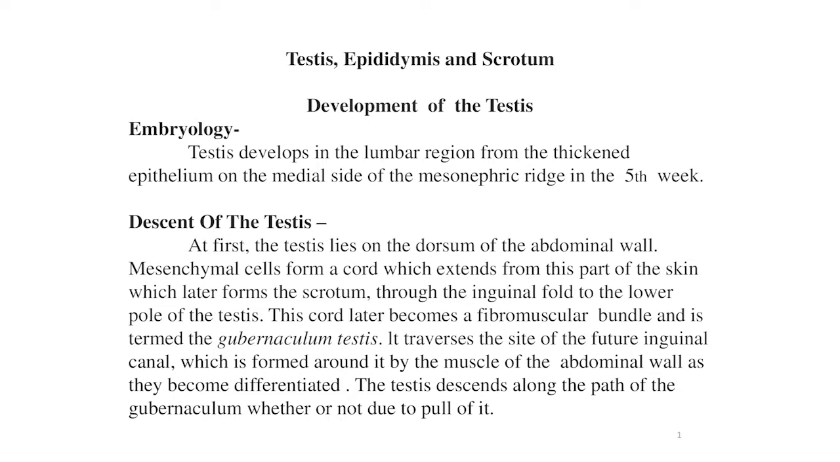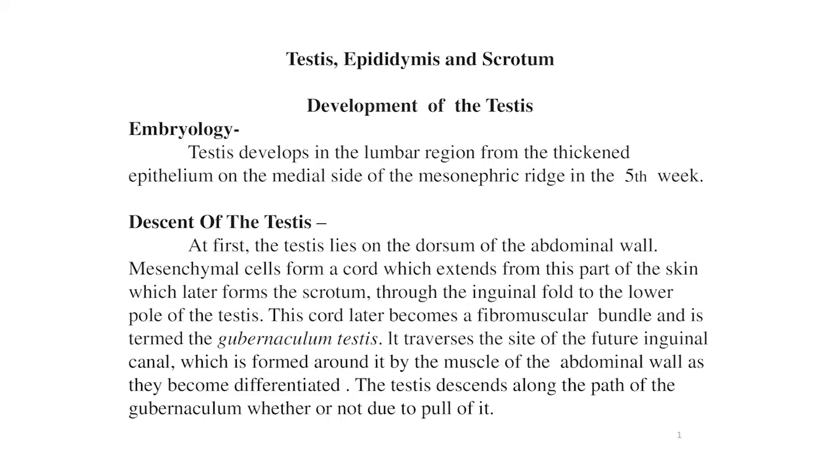Now the descent of the testes. At first the testis lies on the dorsum of the abdominal wall. Mesenchymal cells form a cord which extends from the part of the skin which later forms the scrotum, through the inguinal folds to the lower pole of the testes. This cord later becomes a fibromuscular bundle and is termed the gubernaculum testis.